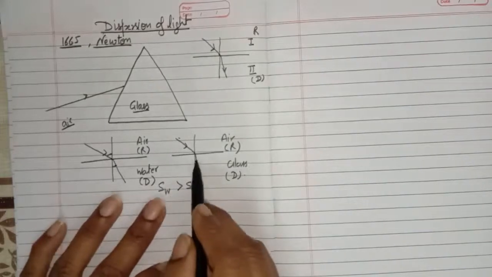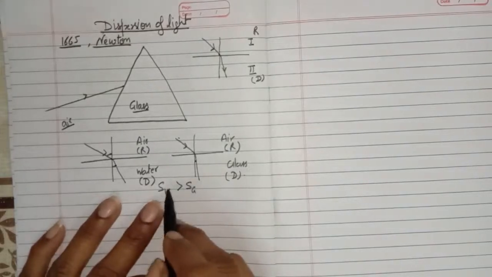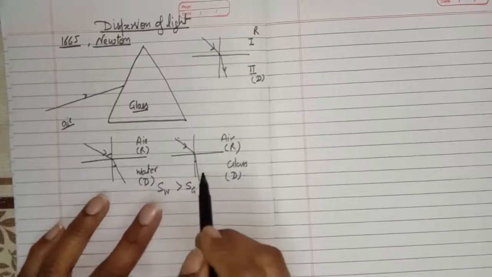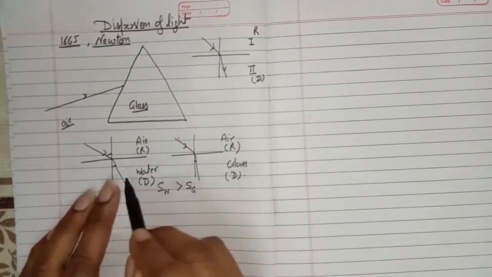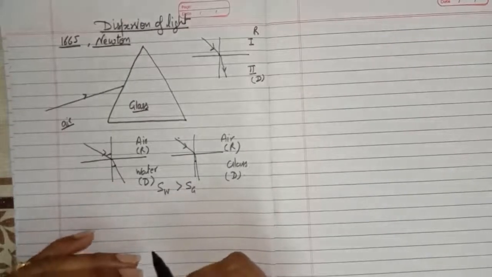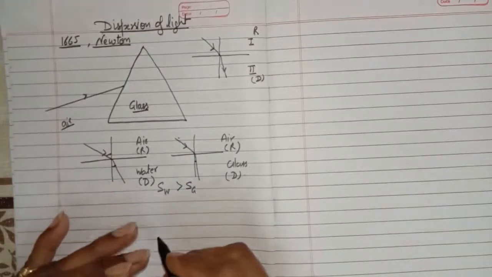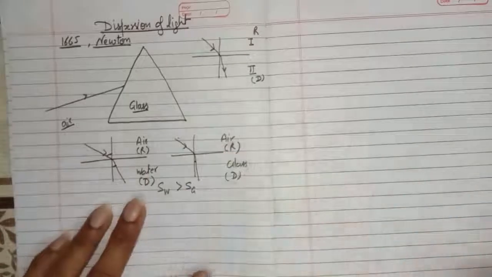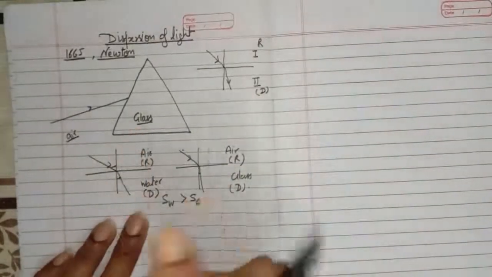So it means the bending depends on the speed. As the speed of light becomes less as compared to another medium, the bending is more. The more the speed decreases, the more the bending. Is it clear? Now, again, come to the point, glass.